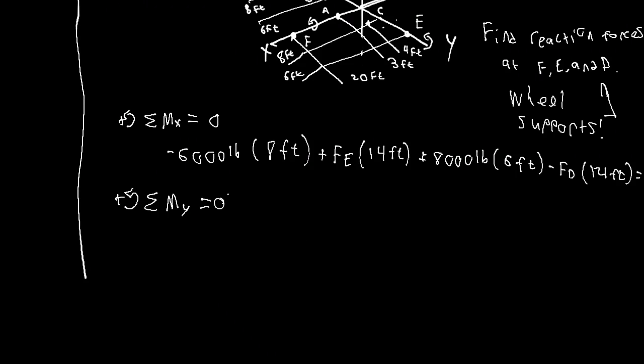And we're in equilibrium, so that has to be 0. So, what forces create a moment about the y-axis? Well, any force that's not lying directly on the y-axis. So we can see here, force D, that's on the x-axis, so that doesn't create a moment. But force B, C, A, and F are not on the y-axis, so those will create a moment.